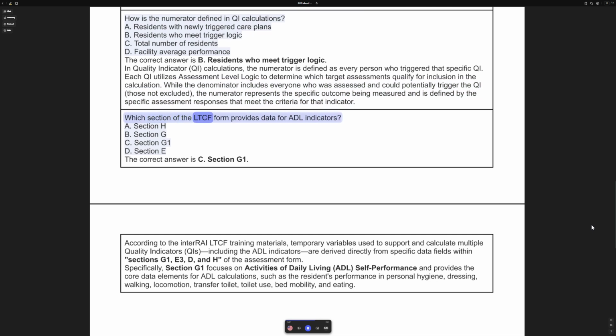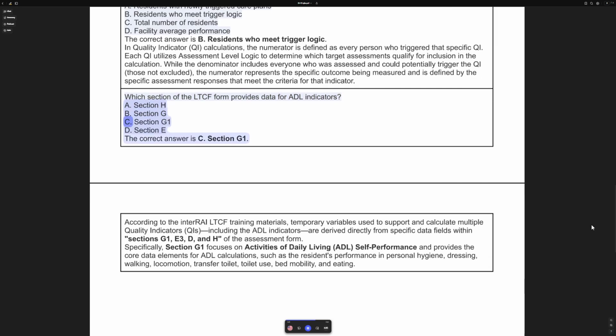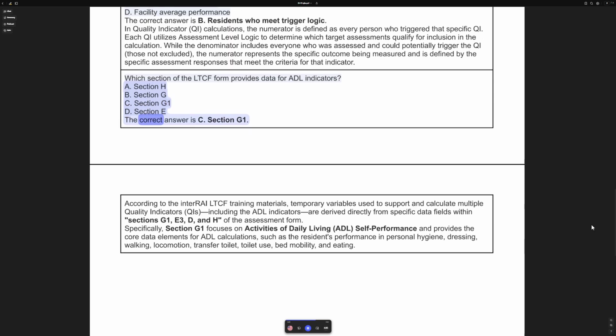Which section of the LTCF form provides data for ADL indicators? A. Section H. B. Section G. C. Section G1. D. Section E. The correct answer is C.